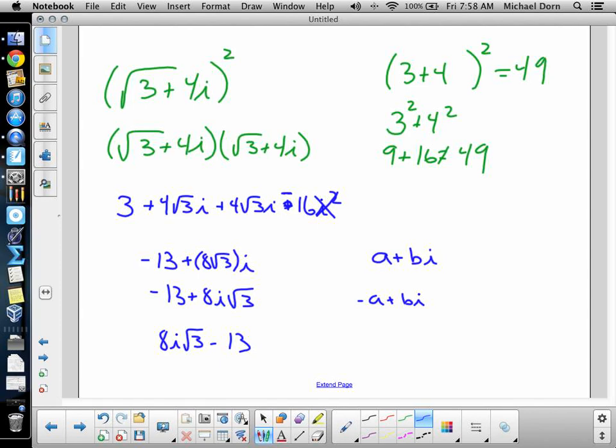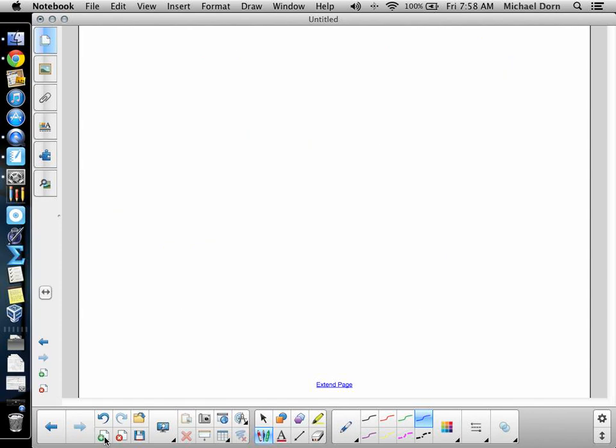Number 4 actually went much better than a lot of the other problems in this section. It was probably the hardest one there. But 1 minus 7i over 1 minus 4i. People figured out to multiply by the conjugate, and then FOIL it out.